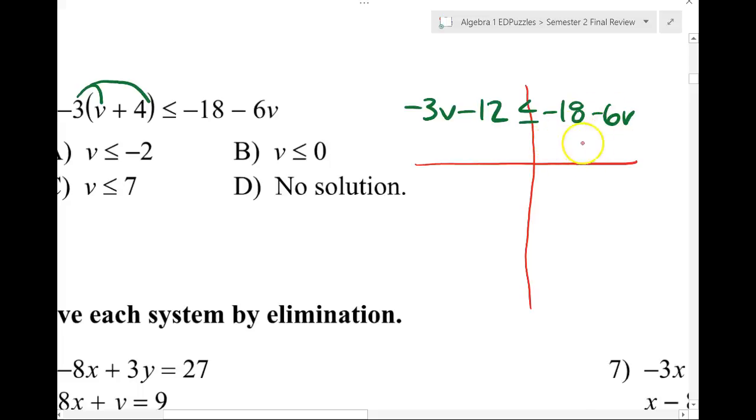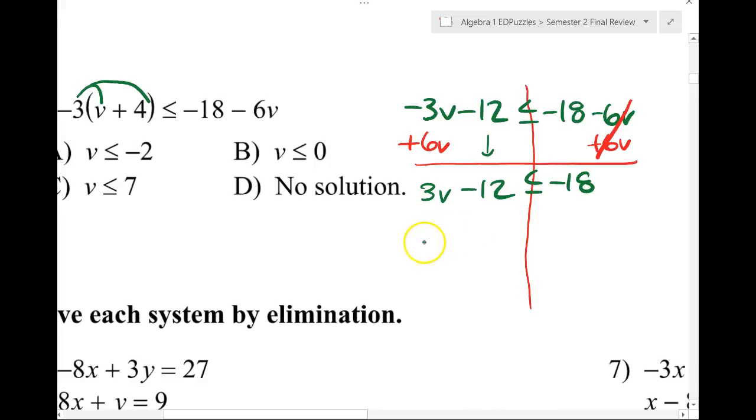Okay, so on this side, I want only the numbers. So that means this 6v has to go. So it's negative, I'm going to add it, and I add it to the other term that has a v variable. So those go away. So now negative 3v plus 6 is positive 3v, and then bring down the 12, and then bring down the sign, and then we're left with negative 18 over here.